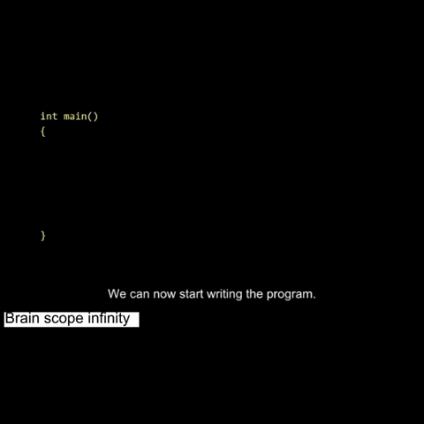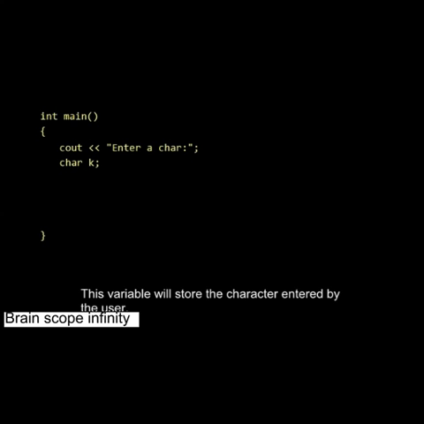We can now start writing the program. When you write this, do include all the headers and directives. Display a message that asks the user for an input. This variable will store the character entered by the user. Use the extraction operator to read the user input into K.